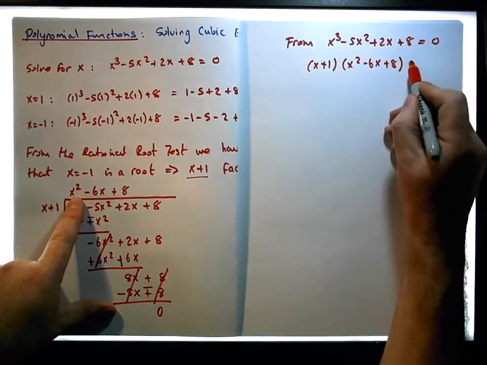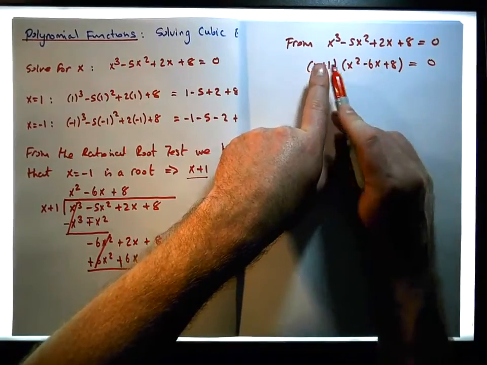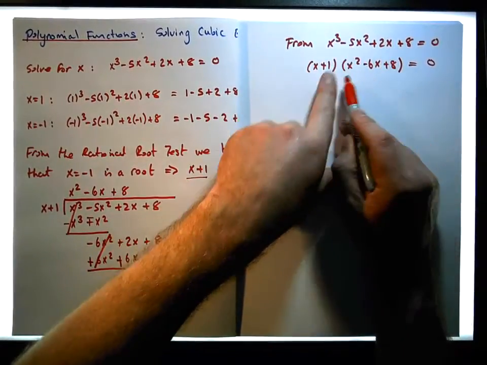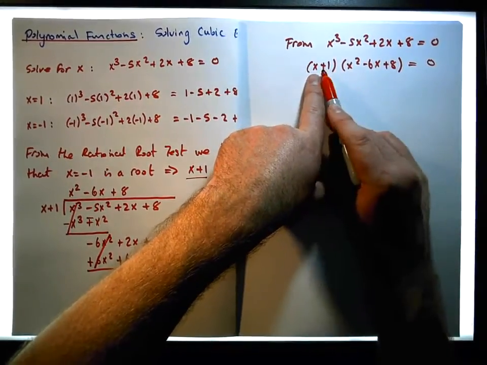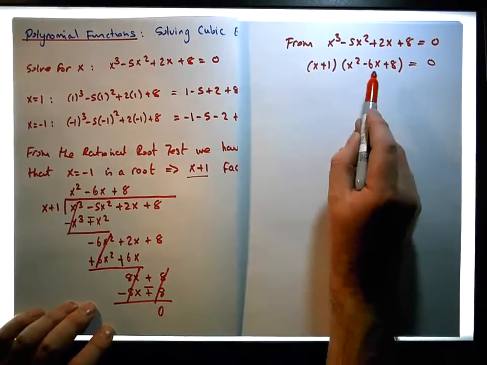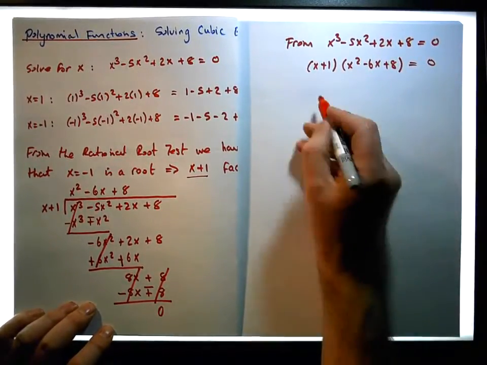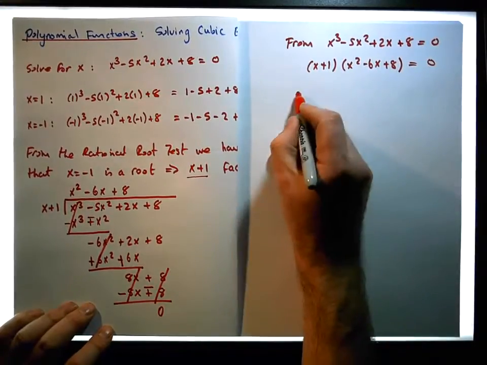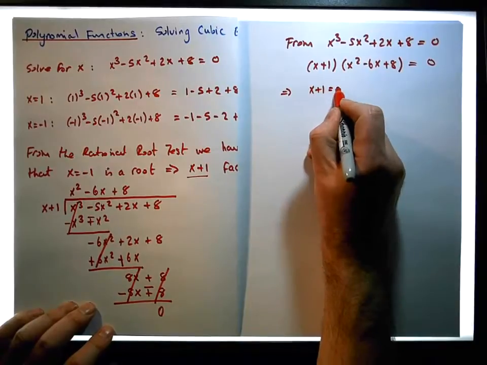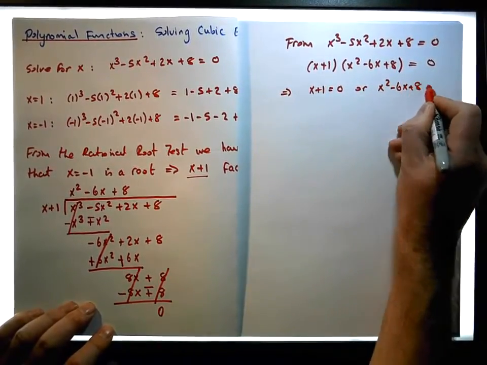So this must be equal to 0, because this was a factor of this. It went in this amount of times, which means that when we multiply these two polynomials together, we will get that. And you can actually try that yourself, multiply this by this, and you'll clearly see that you get this. So what does this mean? Two numbers are multiplied together to give us 0, which means that either one of them must be 0. So this implies that x plus 1 must be equal to 0, or x squared minus 6x plus 8 must be equal to 0.